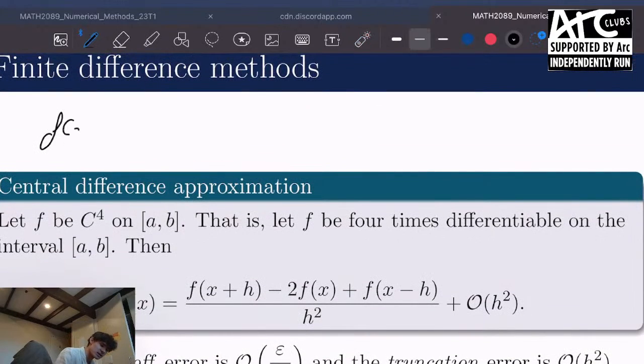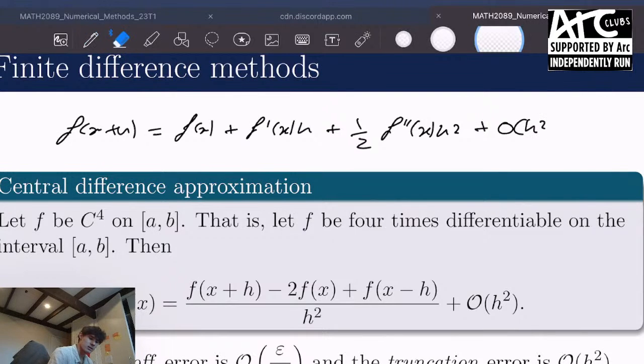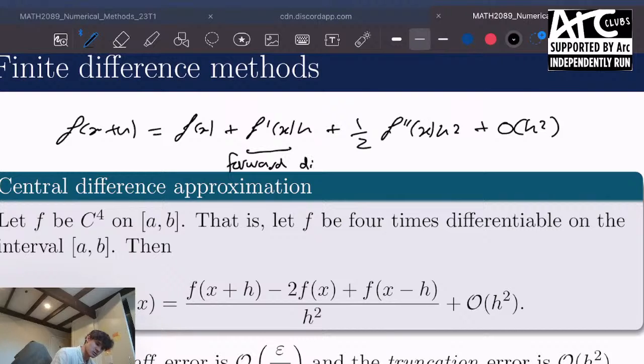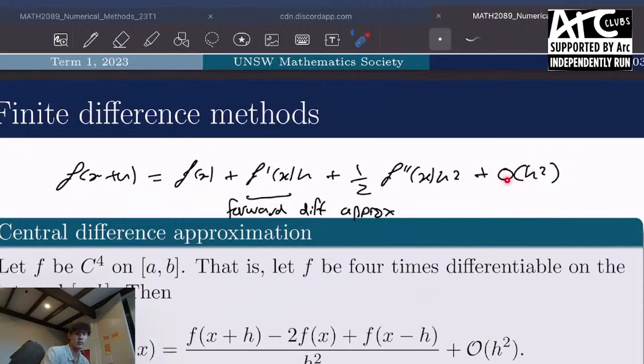Now, this central difference approximation also comes from Taylor's theorem. We just add the next level of expansion: f of x plus h equals f of x plus f dash of x h plus 1/2 f double dash of x h squared, plus terms that are all O of h squared. So it comes from rearranging this and using our forward difference approximation. Okay, so we combine that to get our central difference approximation. Now in this case, the round-off error and the truncation error are almost the exact same, except now they're roughly O of h squared. That's because all the terms that we're leaving out are O of h squared.